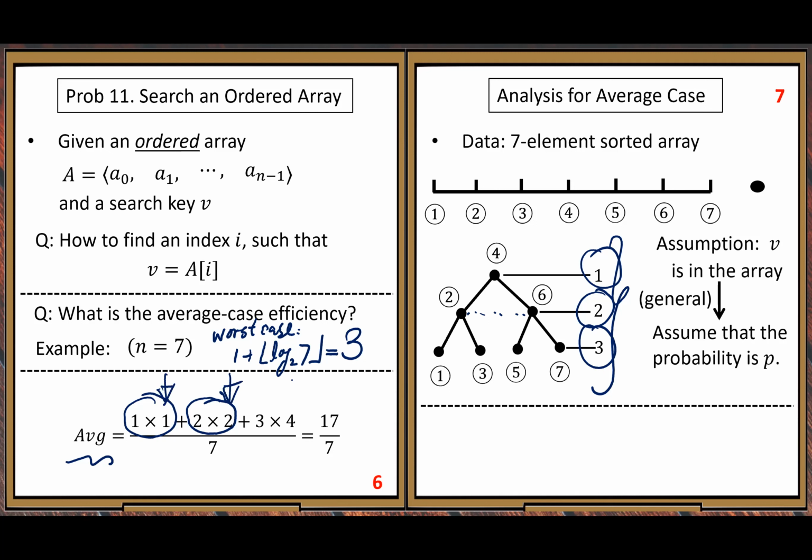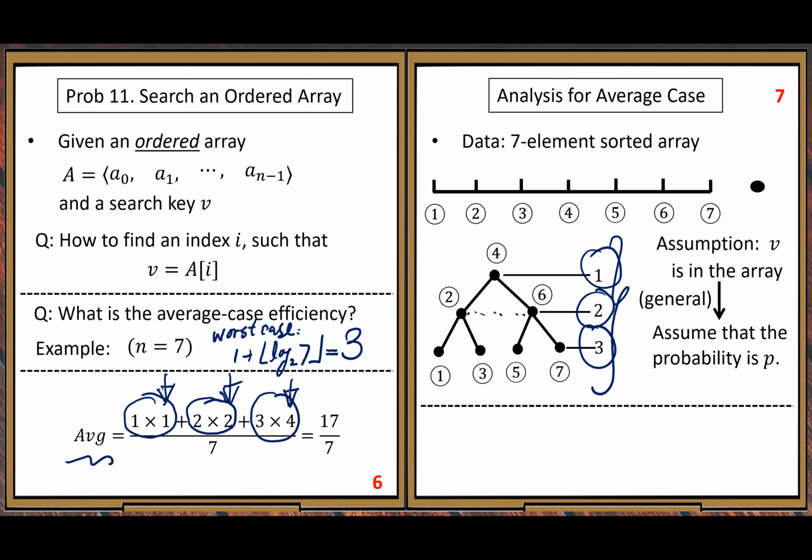So for the bottom level, each one requires 3 comparisons, and the number of nodes at the bottom level is 4. The subtotal is 3 times 4. Then for the total, you add up.